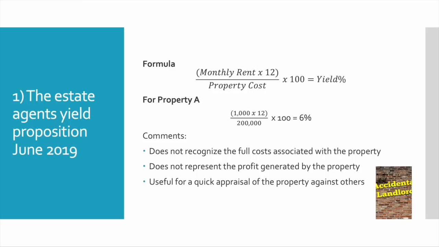So if we were to apply this to property A, we end up with £1,000 monthly rent times 12, £12,000, divided by 200,000, which was the cost, and that gives me a yield of 6%. Now, I'm not a great fan of this particular calculation. It doesn't recognise the full costs associated with buying the property. So it doesn't recognise land taxes, it doesn't recognise legal fees, and if you've had to refurbish the property, it doesn't represent refurbishment costs either.